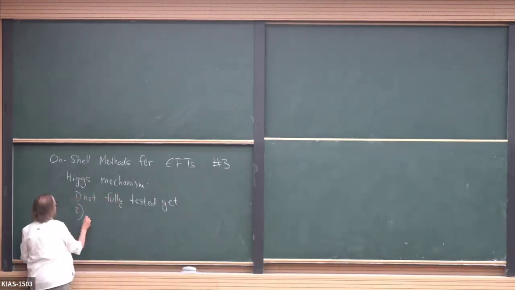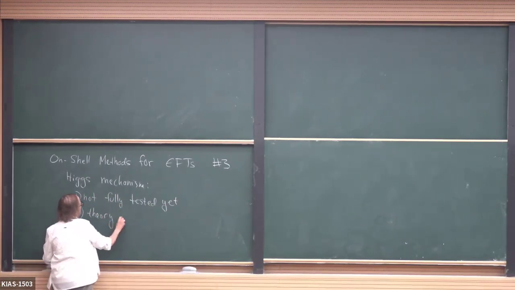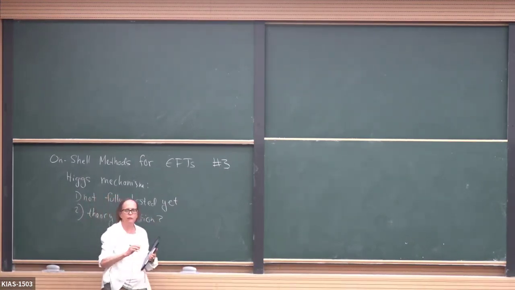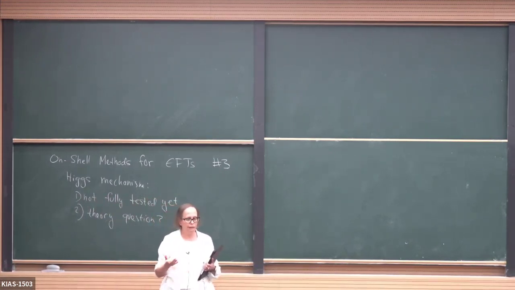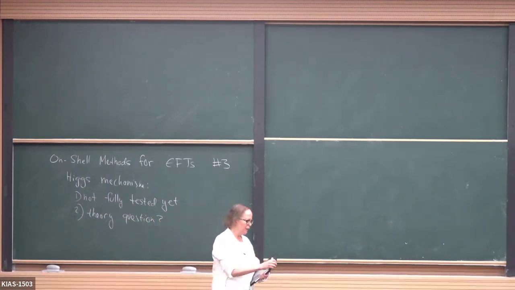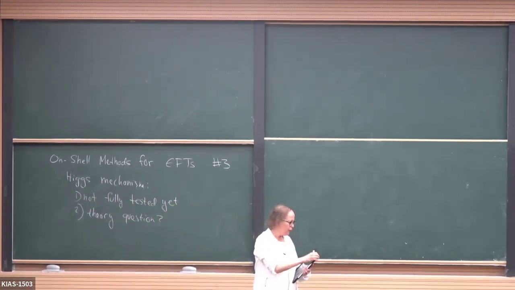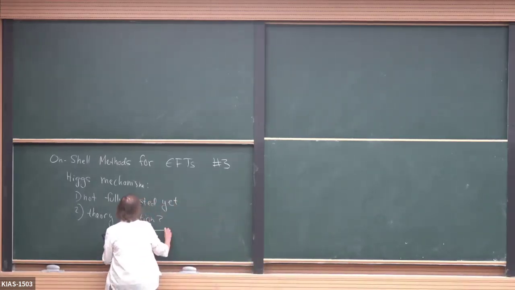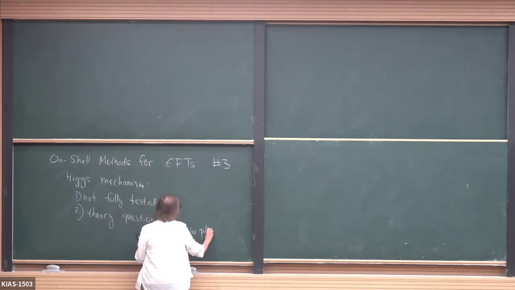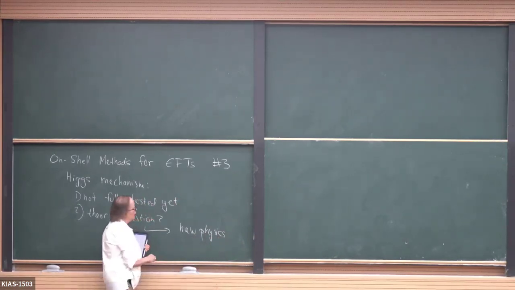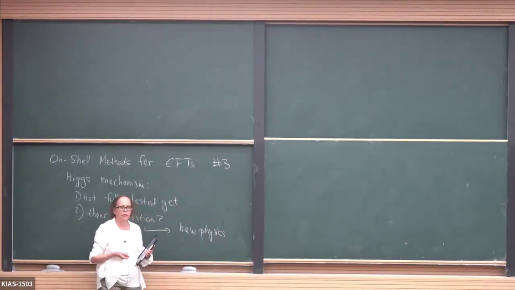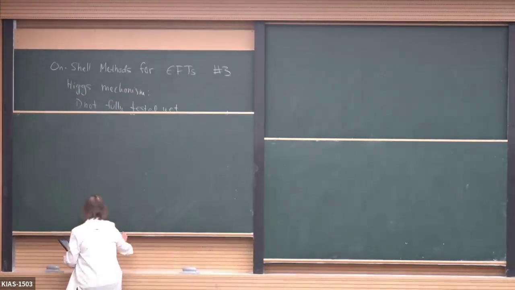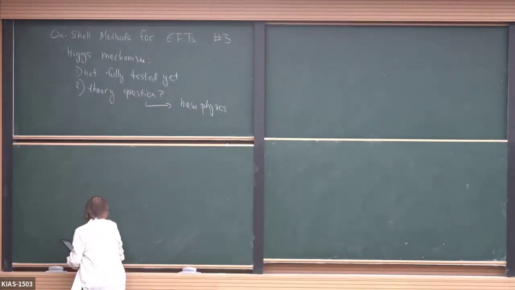And the other thing is that it leaves theory questions completely unanswered. In a way, it's sort of an ad hoc description of what we need for electroweak symmetry breaking. So all of this suggests some new physics. And this new physics can possibly be not far above the reach of the LHC. And so one way that we can parameterize that is via effective field theories.